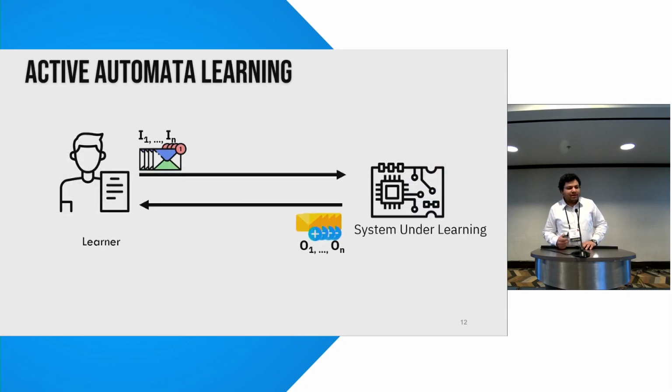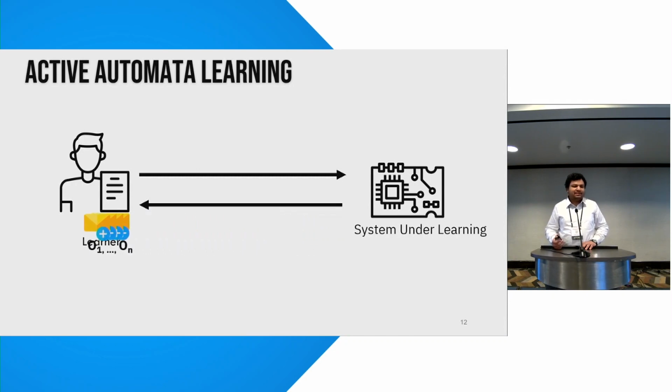Going to active automata learning, the underlying technique that we use for finite state machine inference is based on active automata learning. In this approach, a learner sends a sequence of queries to the system under learning. The system responds with outputs. With this input-output behavior, the learner infers a finite state machine of the protocol implementation.